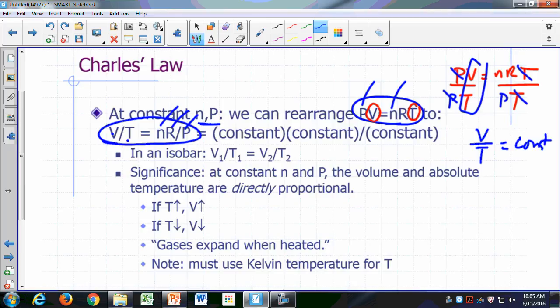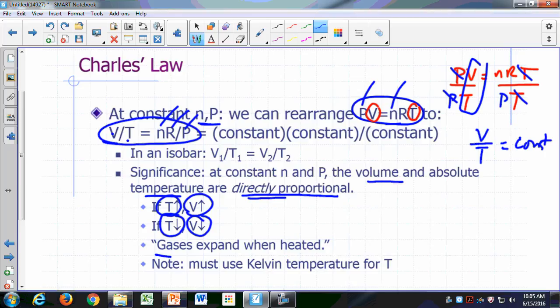So for a fixed amount of gas at constant pressure, we say that the ratio of volume to temperature in Kelvin is a constant. What does that mean? That's a definition of what we call direct proportionality. When the ratio of two things is a constant, then you say those two things are directly proportional. So the volume and the absolute temperature of a gas are directly proportional. What that means is if temperature goes up, then so will the volume. If you double the temperature, you double the volume. You triple the temperature, you triple the volume. Temperature gets cut in half, the volume gets cut in half.